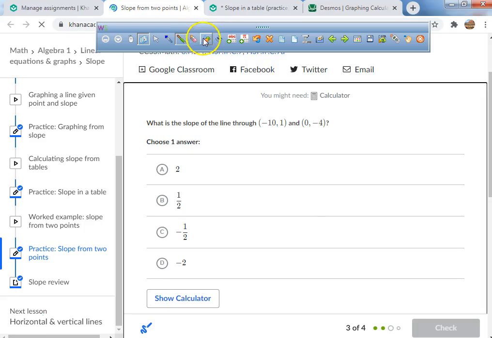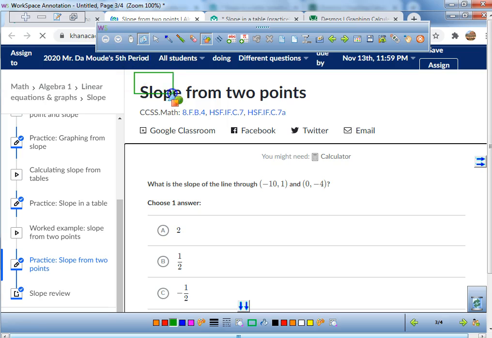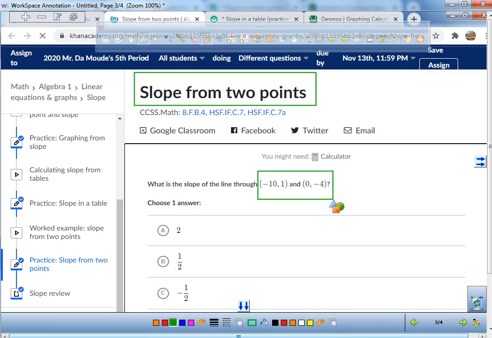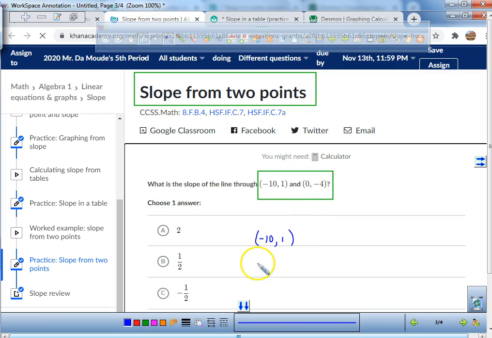So could you guys please, in your journal right now, title it, ready? Title it, slope from 2 points, and I need you to write this ordered pair exactly as it appears. We're only doing one more, and that's it. So I'm going to write it down. Ready? I have -10, comma 1. But watch how I'm going to write my ordered pair. I'm going to put it directly underneath it.